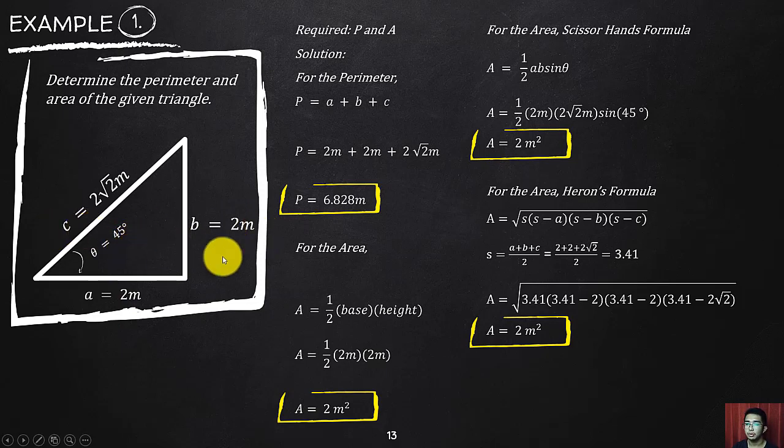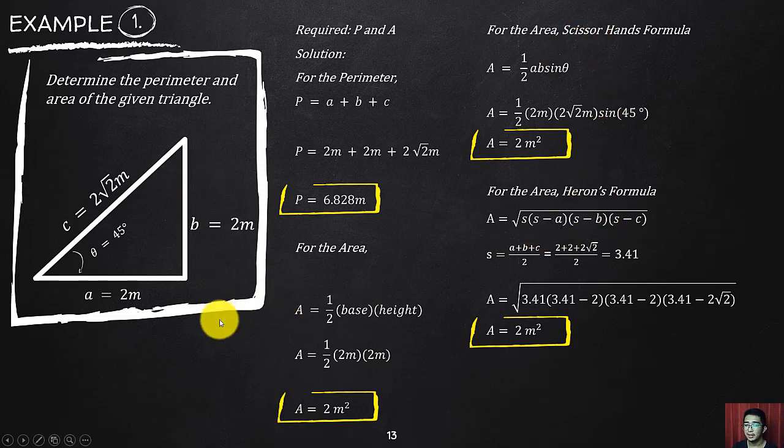So the square root of 2 squared plus 2 squared gives you 2 square root of 2. So adding them all together, 2 plus 2 plus 2 square root of 2, that gives you 6.828 meters. That is now the perimeter of this given triangle. Okay, for the area, we have three methods: 1/2 base height, the sine formula, and Heron's formula.